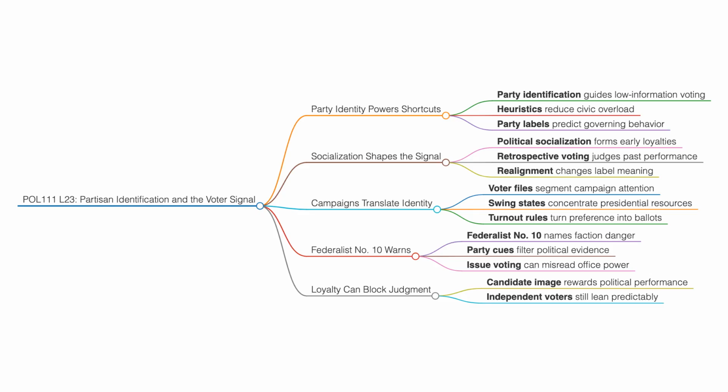The core question is this: how much of a vote belongs to conviction and how much belongs to party identity, habit, fear, and the shortcuts citizens use to survive information overload? The core competency is to cite examples of factors that influence party identification and voter decision-making.